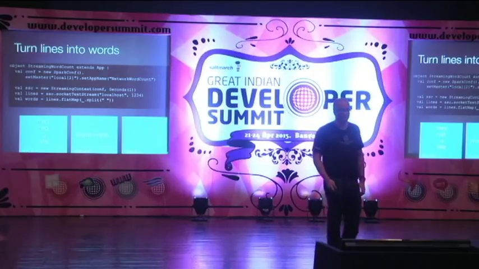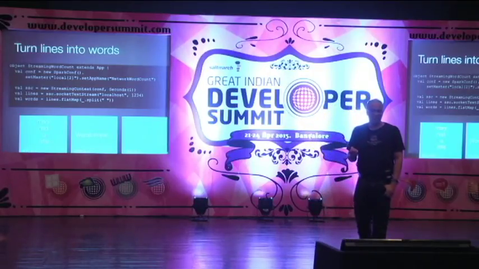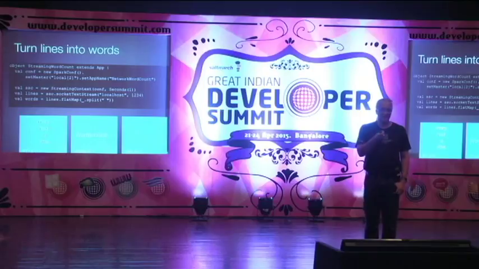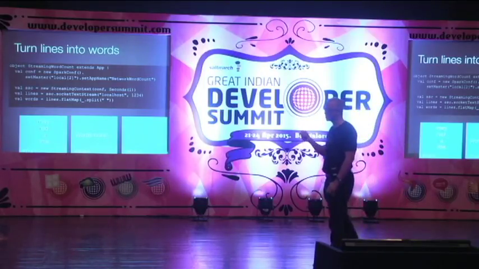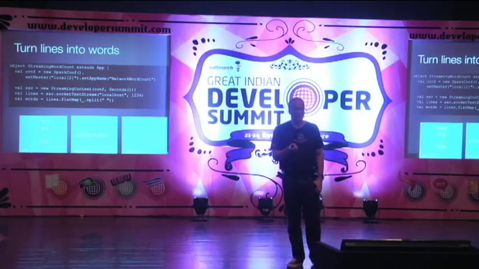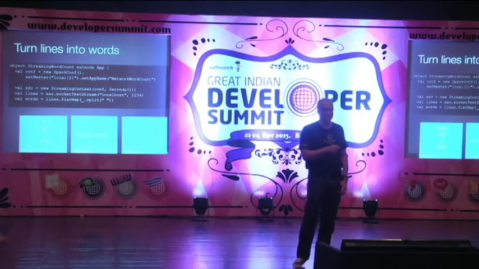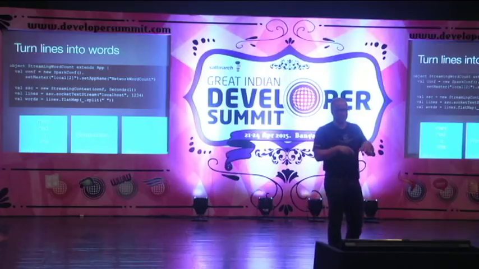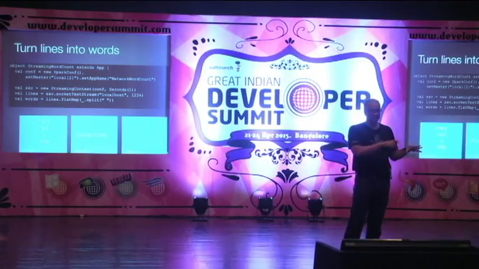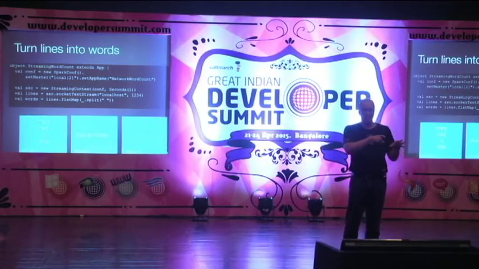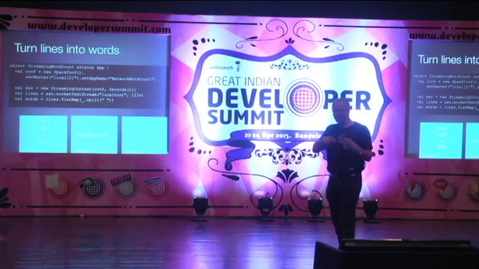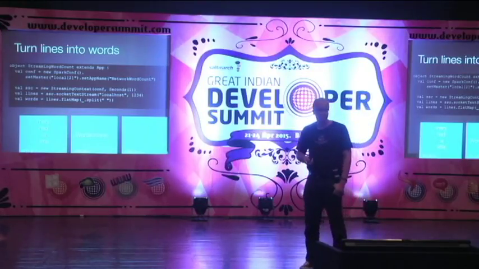And then you can apply operations like flatMap on it, which actually get applied to the individual RDDs. So in this case, we're taking a D-stream of lines and flat mapping it, turning it into a D-stream of words. What's happening is the flatMap is being applied to each of the RDDs as they're being produced.